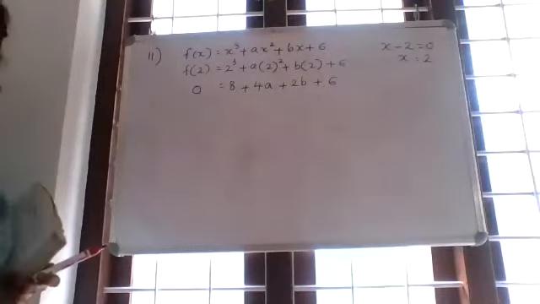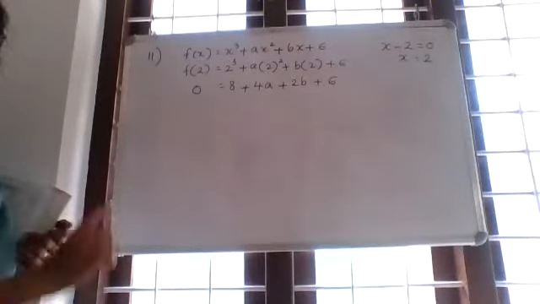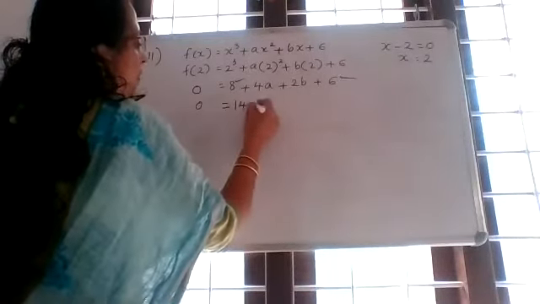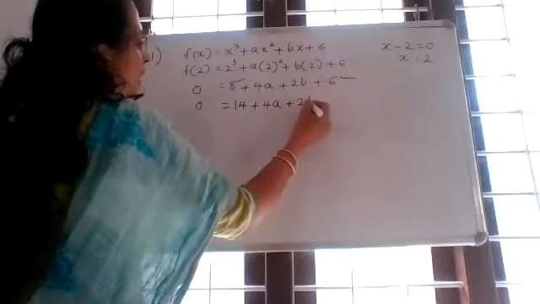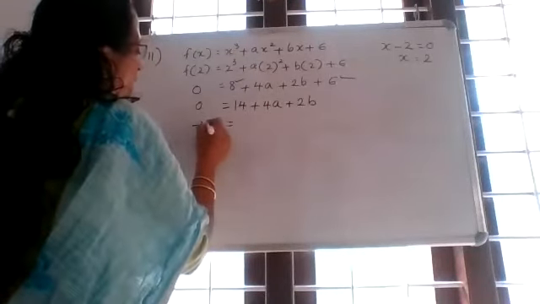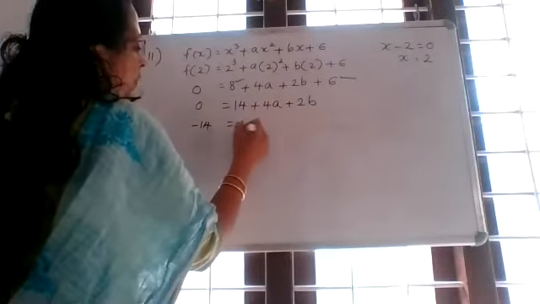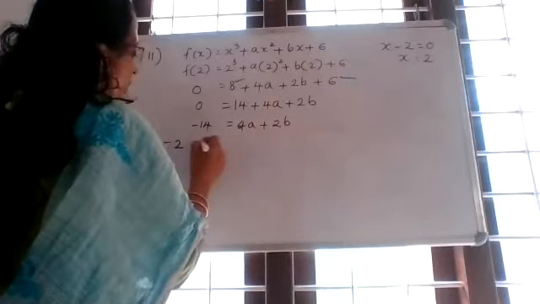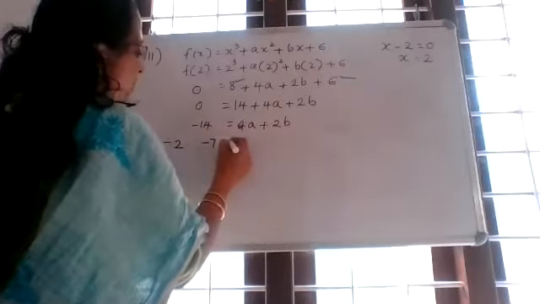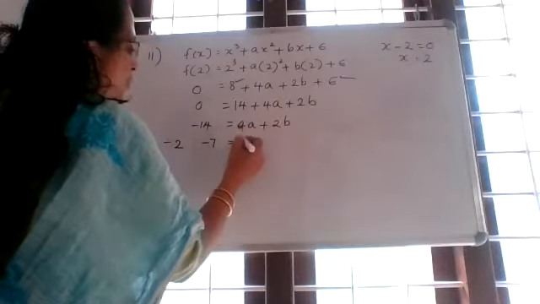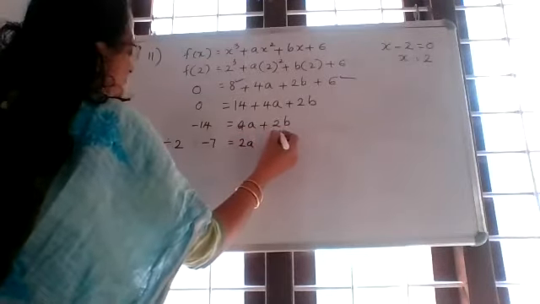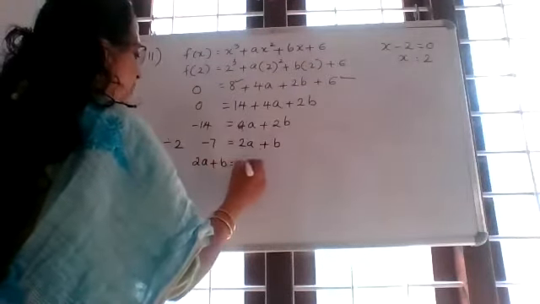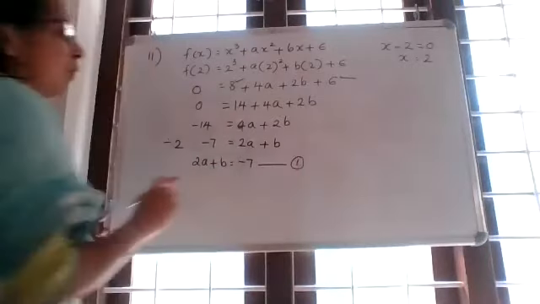Solve it. 0 is equal to 8 plus 6, 14, plus 4a plus 2b. So we can take this 14 here, minus 14. So 4a plus 2b. So dividing throughout by 2, negative 14 by 2 is negative 7 is equal to 4a by 2 is 2a plus 2b by 2 is plus b. So we can write this as 2a plus b is equal to negative 7. Let it be equation number 1.